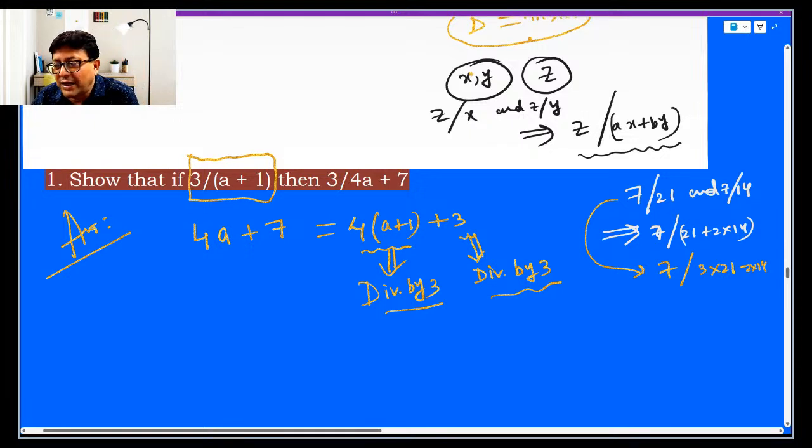Here you all understand? Immediate application of the divisibility concept, and you don't need any lemma or theorem for this. It's just common sense. If 3 divides a plus 1, you can take any integer. Suppose you have taken a equal to 5. Then 3 divides 5 plus 1, which is 6. 3 divides 20 plus 7, which is 27.